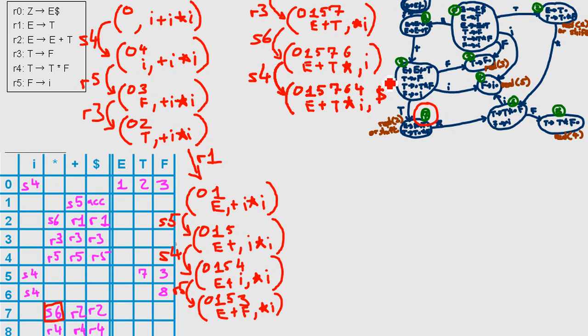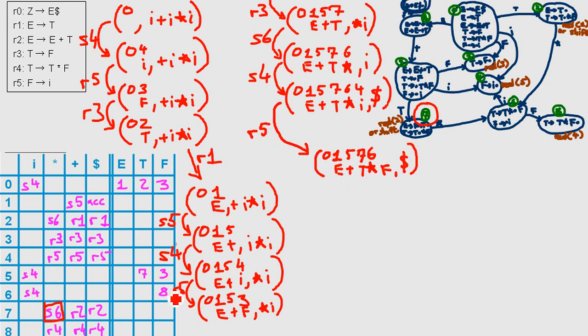Now, we write the dollar sign as well. We actually have to write it all the way down, but that's a lot to write, so I just start to write it if we really need it. Why do we need it now? Because we are in state 4 and we have the input dollar. If we don't write it, then we have no input. That's a little bit strange. So we just write it down. State 4, input dollar, reduction 5.